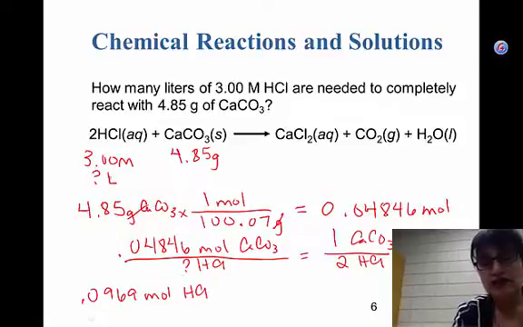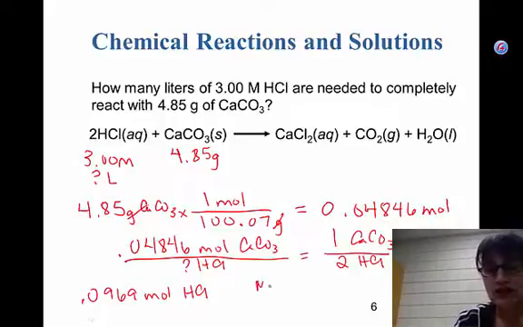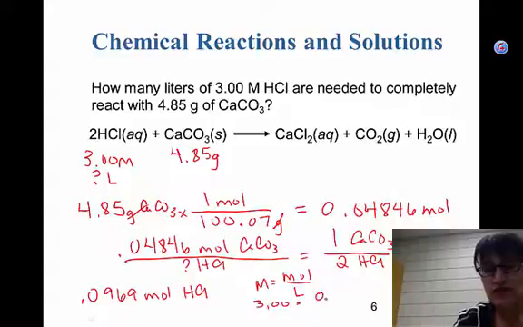Now I need to find liters, and I have my molarity. And I know that molarity is moles over liters. So the molarity I have is 3. My moles is 0.0969, and I'm asked to find liters.